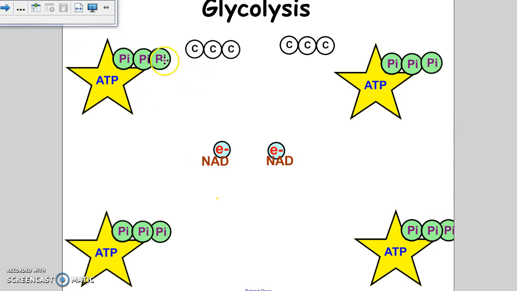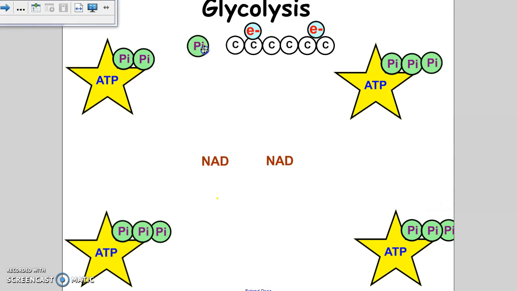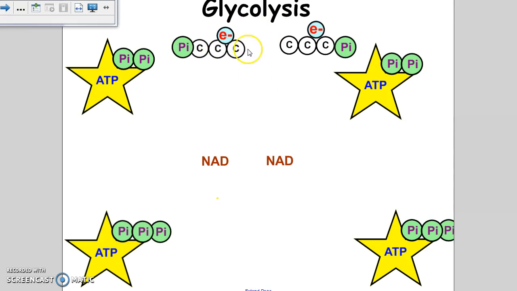All right, so let me do that real quickly again, so that you can see that again. We've got our 6-carbon molecule. We attach a phosphate on one end, a phosphate on another. That's the investment phase. Then we split the sugar down the middle. We transfer electrons to NAD molecules. That's energy extraction. When that happens, more phosphate gets used. ATP molecules get used. So we get this. And now we do the payoff as well.